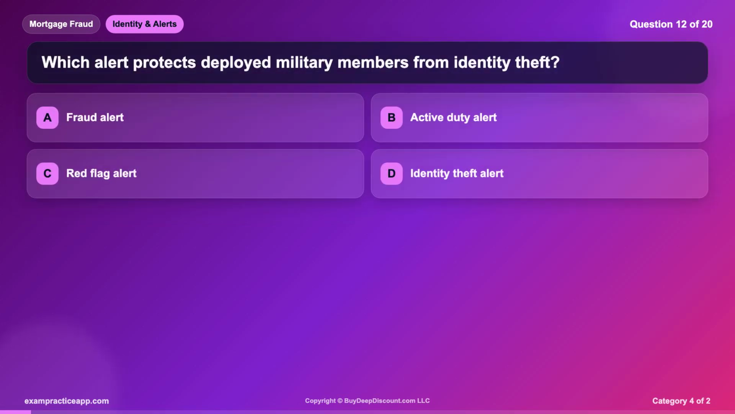Question 12. Which alert protects deployed military members from identity theft? Option A, fraud alert. Option B, active duty alert. Option C, red flag alert. Option D, identity theft alert. Take a moment to choose your answer. The correct answer is option B, active duty alert. Explanation: Active duty alerts are specifically for deployed service members.